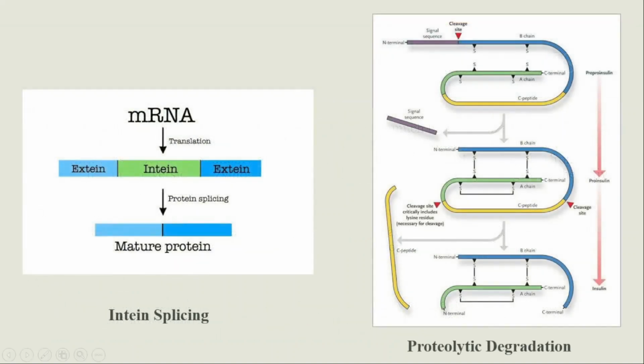Here in this picture, we can see the examples for intein splicing and the proteolytic degradation. Here we can see that in intein splicing, the intein has been removed, and here in proteolytic degradation, when the signal sequence has been removed, the pre-proinsulin has been converted into proinsulin, and when the C-peptide has been removed, the proinsulin has been converted into active insulin.